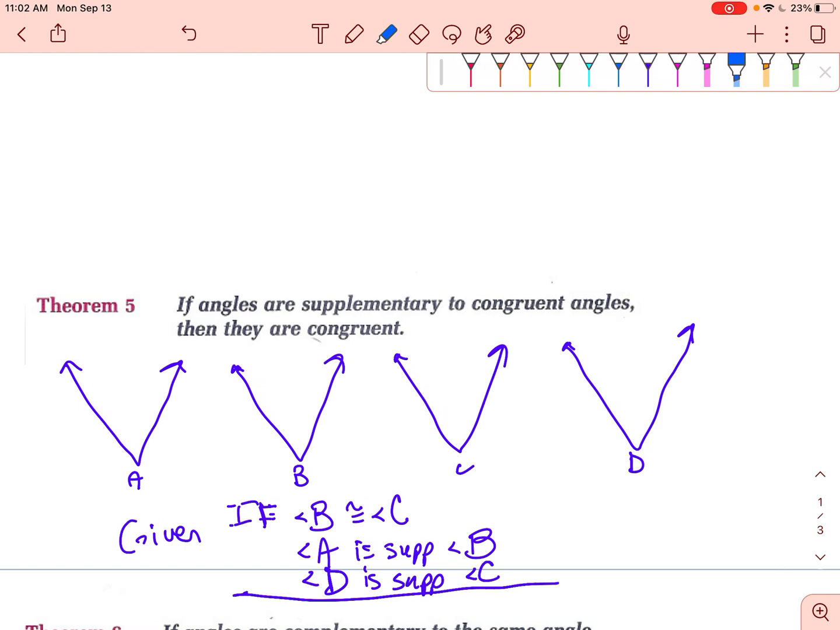Then what can we conclude? So this one says, if you have two angles, A and D, that are supplementary to congruent angles, notice that B and C are congruent, then the conclusion is that those original two angles have to be congruent to each other.